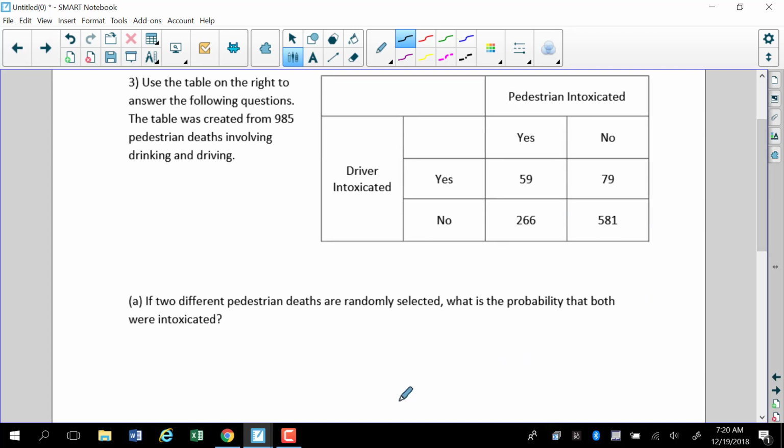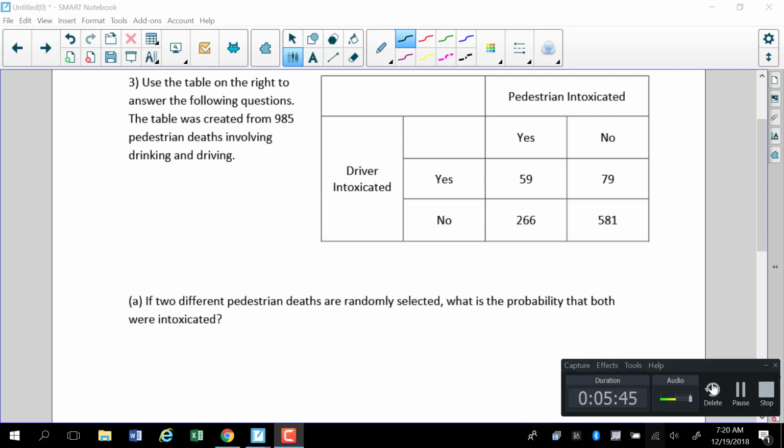Now, this is a graphing situation. So what are the probabilities here? Take a minute, pause the video, see if you can come up with the same answers that I did.